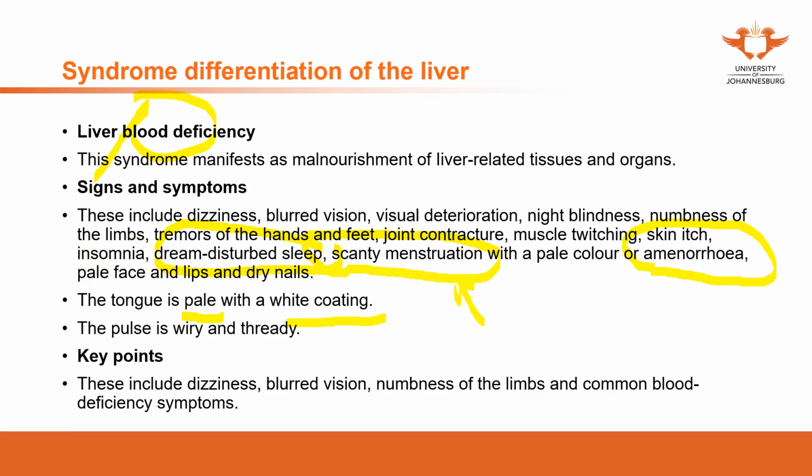But here, the question is about these manifestations: tremor, insomnia and dream disturbed sleep. The reason for the insomnia and dream disturbed sleep, you will see, is that these are actually manifestations of the heart, especially the heart blood deficiency or heart insufficiency. The liver blood deficiency.